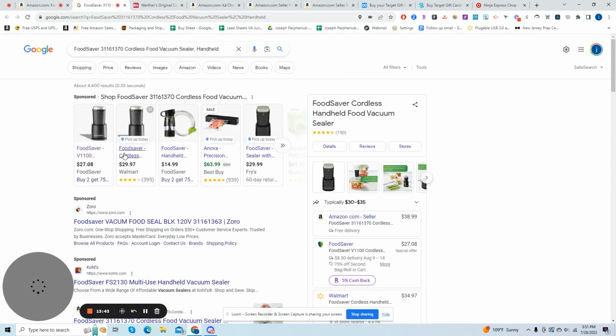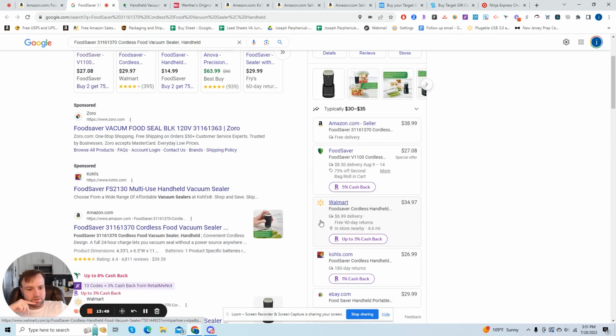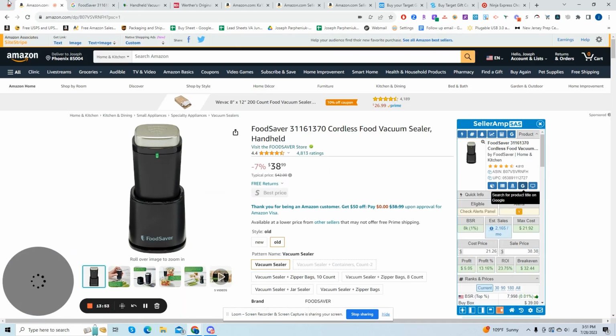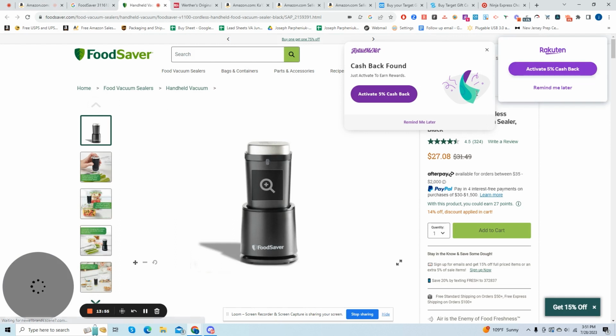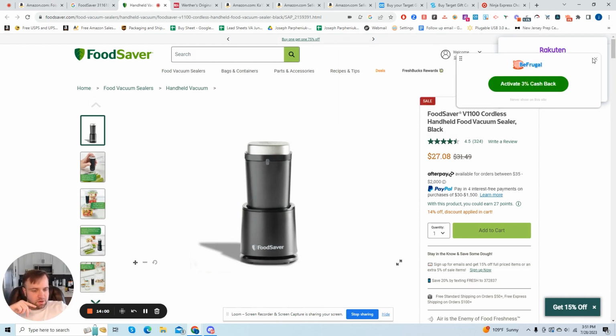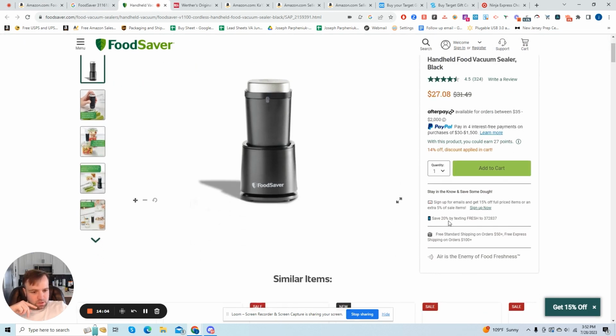So I believe this is the same one. Walmart, you're not really going to get much of a discount. Fry's is RA. Kohl's has it for $26.99, which I don't know if that's going to move the needle enough. So it looks like it's 27 here. We can try to see if we can stack a little bit of coupon codes. Save 20% by texting FRESH.